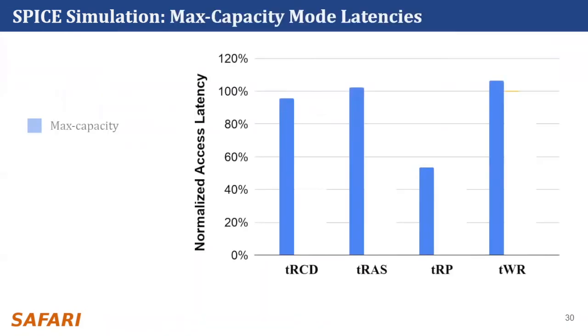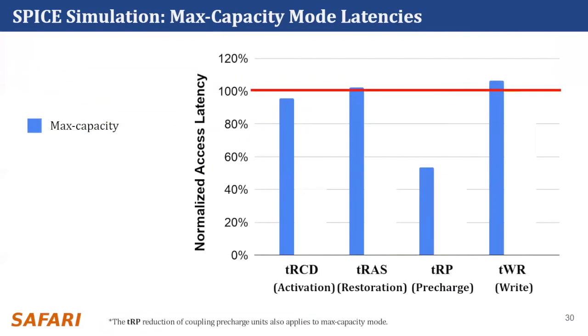First, we show the four major DRAM access latencies of a max capacity mode row. We make two observations. First, the precharge latency is significantly reduced even for a max capacity mode row, because two precharge units can also be used to precharge the bitlines together when closing a max capacity mode row. Second, the bitline mode select transistors slightly increase the restoration latency and write recovery latency and reduce the activation latency of a max capacity mode row.